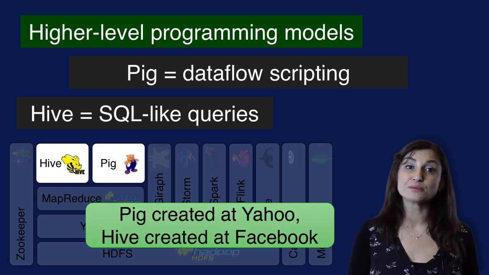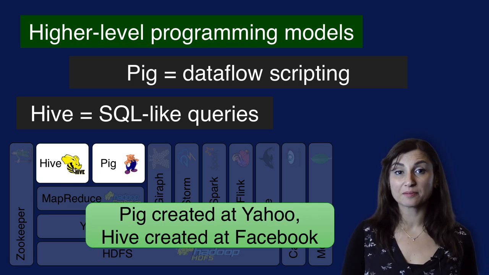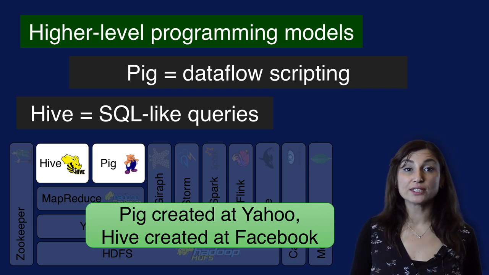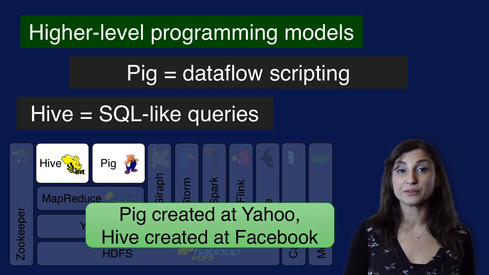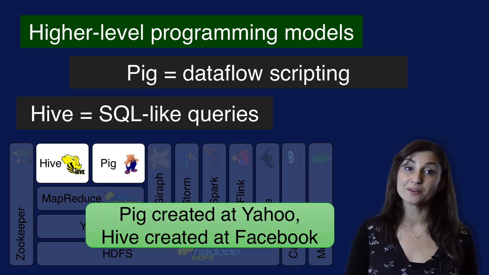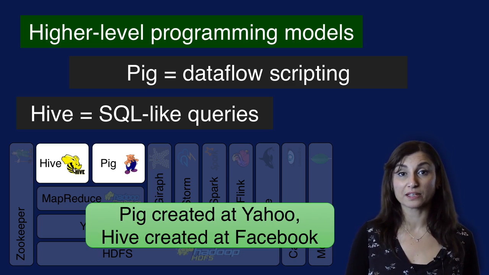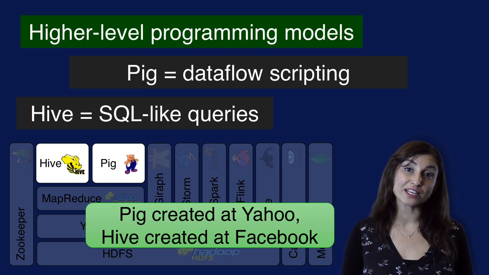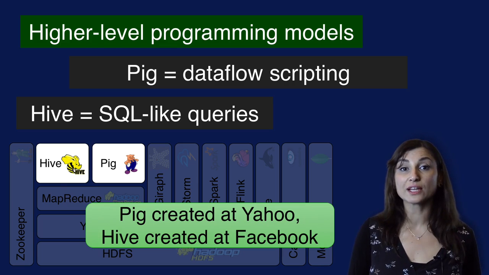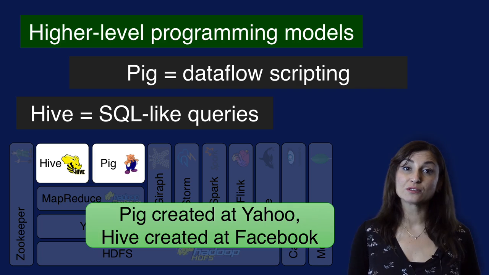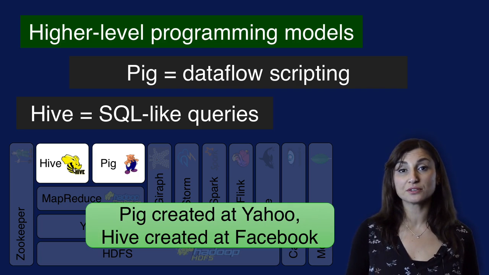MapReduce only assumes a limited model to express data. Hive and Pig are two additional programming models on top of MapReduce to augment data modeling of MapReduce with relational algebra and data flow modeling, respectively. Hive was created at Facebook to issue SQL-like queries using MapReduce on their data in HDFS. Pig was created at Yahoo to model data flow-based programs using MapReduce.